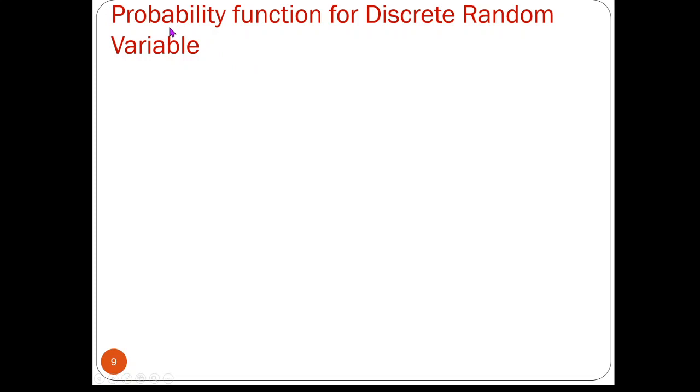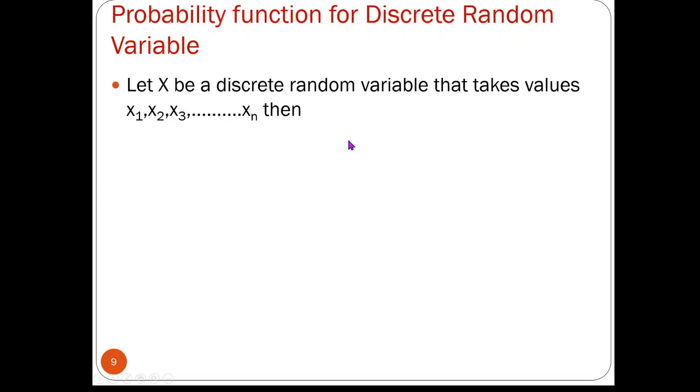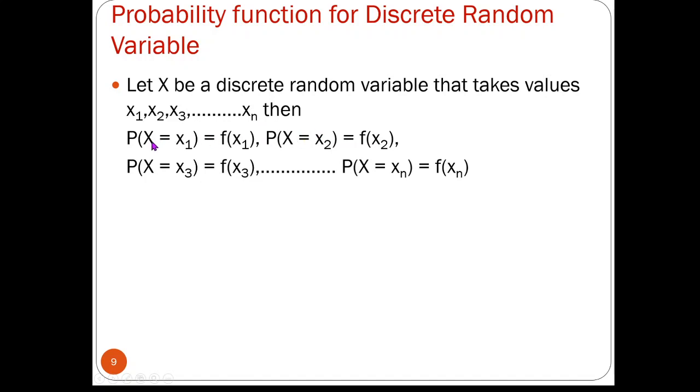Now we'll define the probability function for a discrete random variable. Let x be the discrete random variable that takes the values x1, x2, x3 and so on up to xn. Then the probability of random variable x at a particular x1 is denoted by f of x1. The probability of x at x2 is denoted by f of x2, and the probability of x at xn is denoted by f of xn.